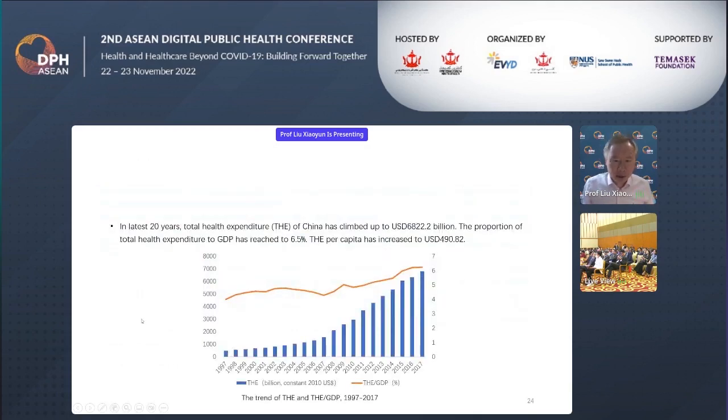So this is the health expenditure. Total health expenditure increased dramatically in the last 20 to 30 years. And the total expenditure as a proportion of GDP has reached from about 4% of GDP to 6.5% of the GDP. This is largely due to the government financial investment and also the expanding of health insurance schemes.